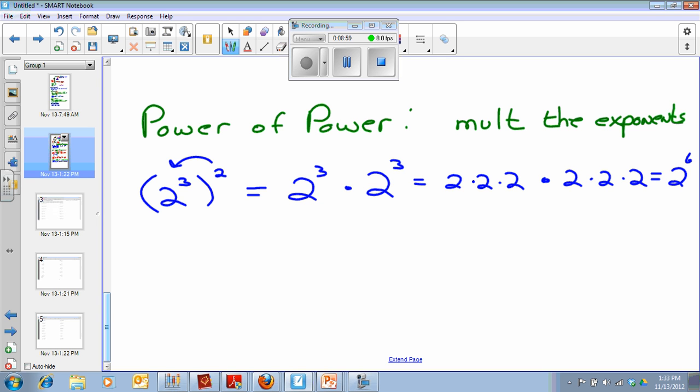Well, we can simplify this and say, wait a minute, why don't I just keep the base 2 and multiply the exponents? What is 3 times 2? Well, this equals 2 to the 6th power. So that's your rule for the power of a power. Let's do a couple examples on the handout, and remember you have this to refer to.